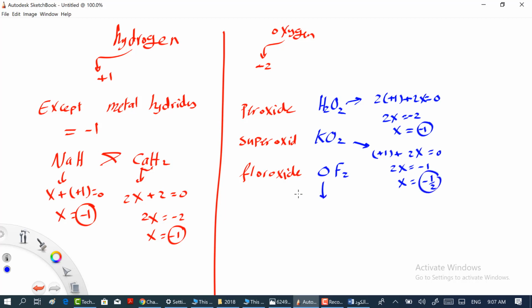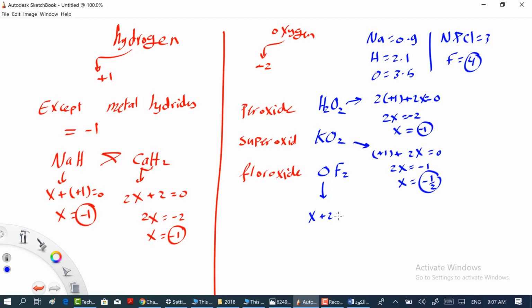If we return to the values of electronegativity, we'll find sodium equal 0.9, hydrogen equal 2.1, oxygen equal 3.5, nitrogen and chlorine equal 3, fluorine equal 4. So the highest one in electronegativity is fluorine. In this case, for oxygen, X plus 2 multiplied negative 1 for fluorine equal 0, so X equal positive 2. These are the oxidation states for the common or most of the elements.